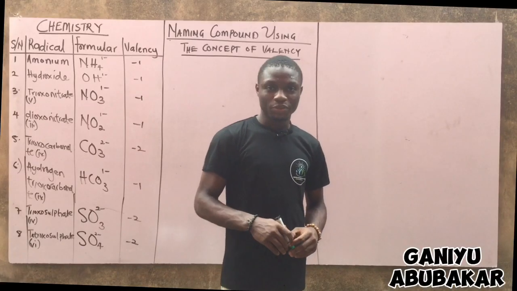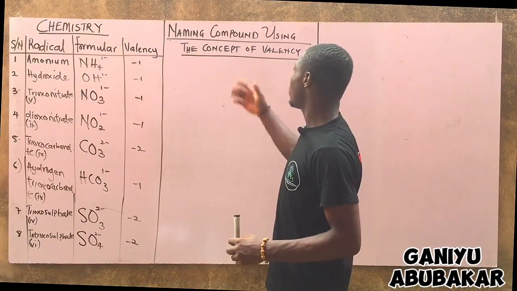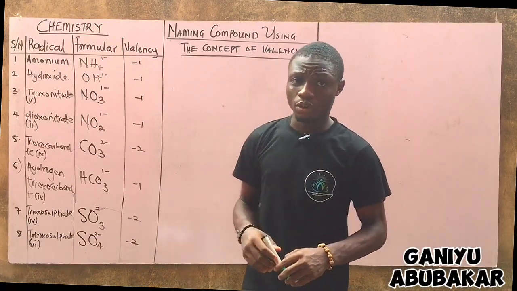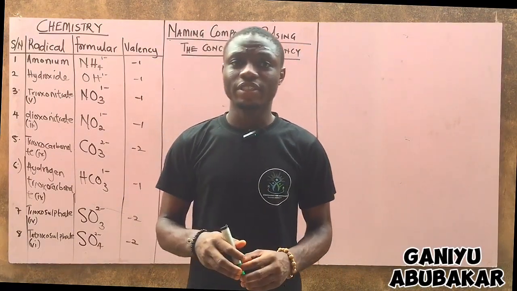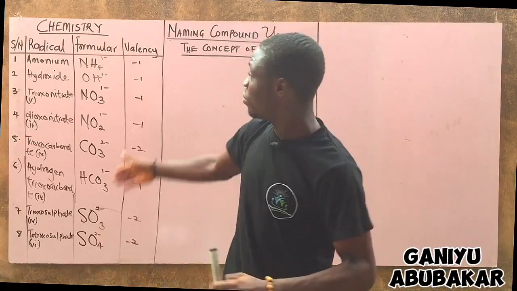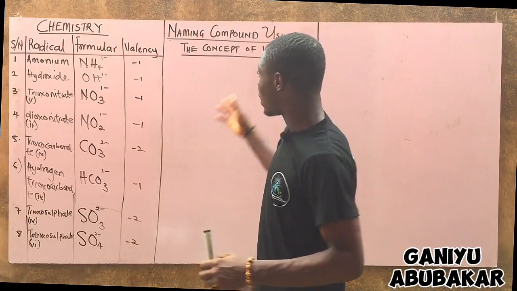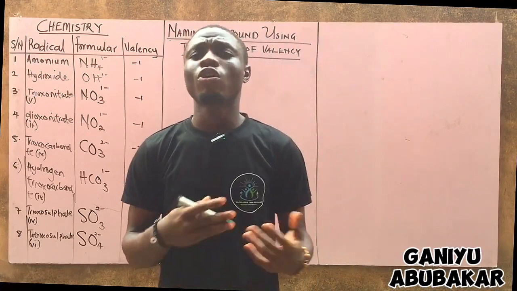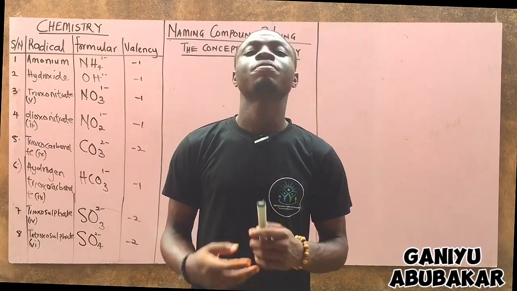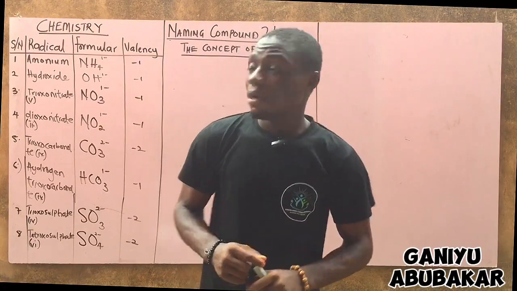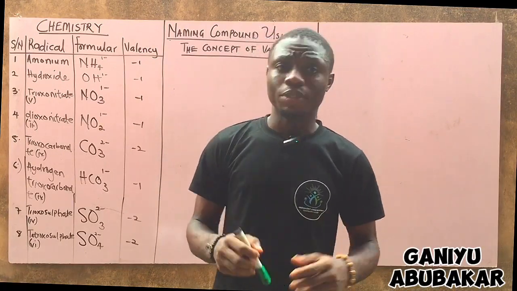All right, let's dive into naming compounds using the concept of valency. That's the next thing. I've given you this table in the last class, and I've explained all of this. So let's dive into naming compounds using the concept of valency. All right, from here now, note the following.